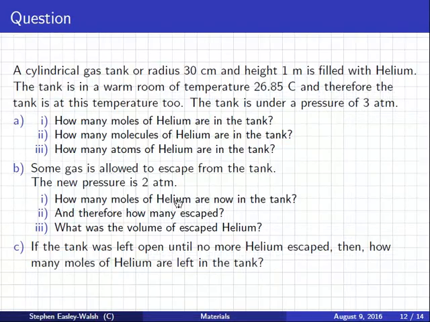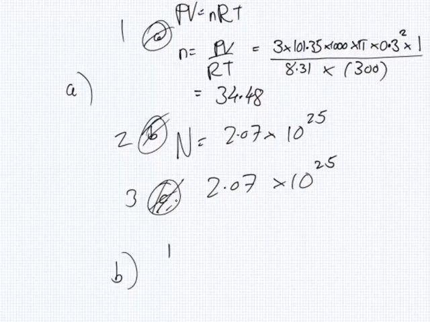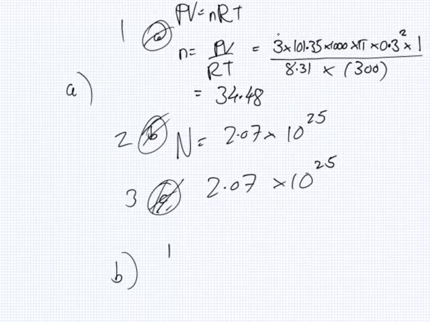Some gas is allowed to escape from the tank. The new pressure is 2 atmospheres. How many moles of helium are in the tank now? Now when you think about it, that's the exact same question except what has changed? 3 to 2. Yeah? So how many moles of helium are in the tank now? What did I get previously? 34.48, wasn't it? So if you retype this in your calculator, but just change this number from a 3 to 2, you get the right answer.